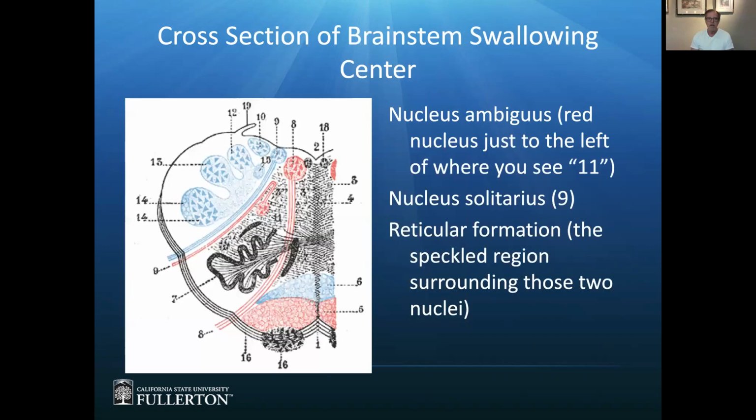All right. Now, this illustration is a cross-section through the medulla, and specifically the rostral medulla, where the brainstem swallowing center is located. So we get to see the same structures we've just gone through in the last 4 slides, but from a different perspective to see how they're interconnected a bit. First of all, let's find the nucleus ambiguus. That is the red nucleus just to the left of where you see the number 11. Now, here's the number 11.